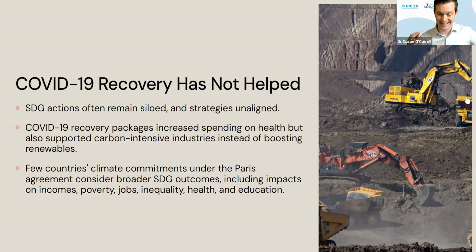This lack of systems thinking is really apparent because few countries' climate commitments under the Paris Agreement contain the SDG outcomes. They don't include impacts on incomes, poverty, jobs, inequality, health, education. So governments, like my government, really fail to link climate action with wider systemic benefits. If you achieve the Paris Agreement, you also make good impacts on education, health, and inequality. Our governments need to start doing that systemic thinking as well.